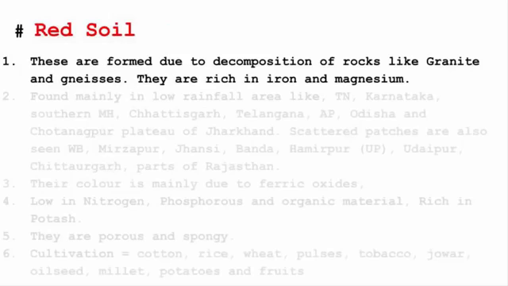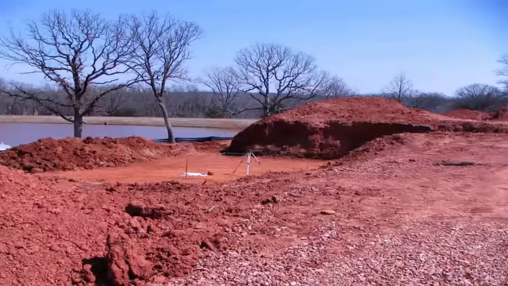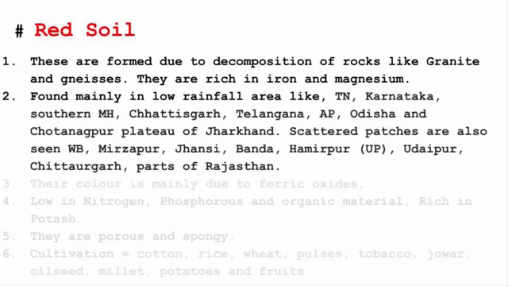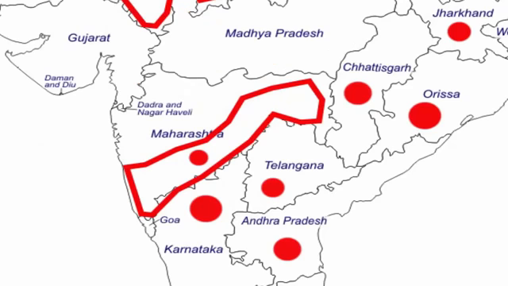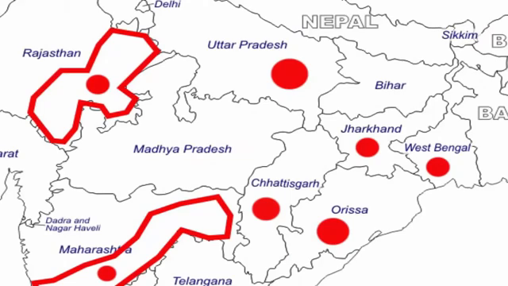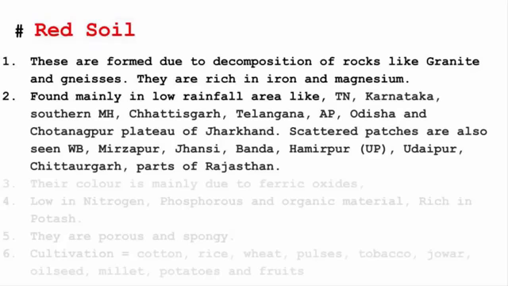The second type of soil is the red soil. They are formed due to decomposition of rocks like granite and gneiss, and they are rich in iron and magnesium. The content of iron and magnesium makes the soil a little reddish in color. The red soil is mainly found in areas with low rainfall such as Tamil Nadu, Karnataka, southern Maharashtra, Chhattisgarh, Telangana, AP, Odisha and the Chota Nagpur plateau of Jharkhand. These are the areas where the rainfall is relatively very low compared to other states.